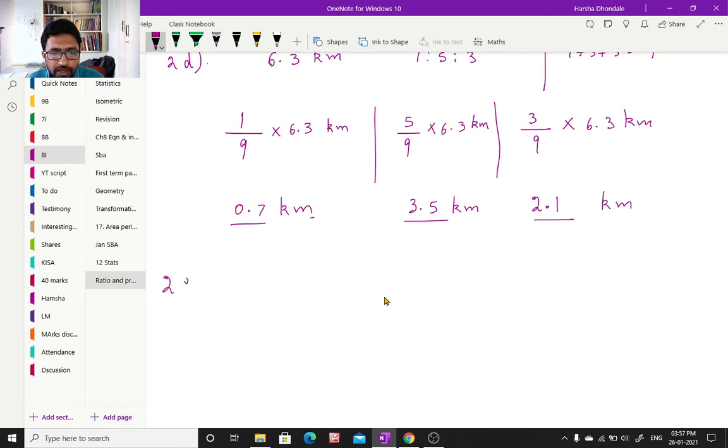2E, you do it as homework. It is very similar to 2D.